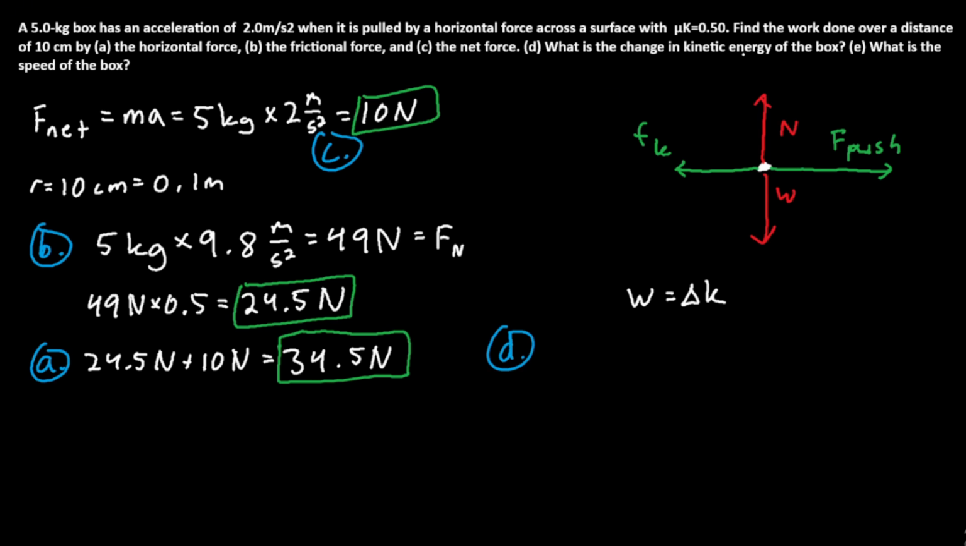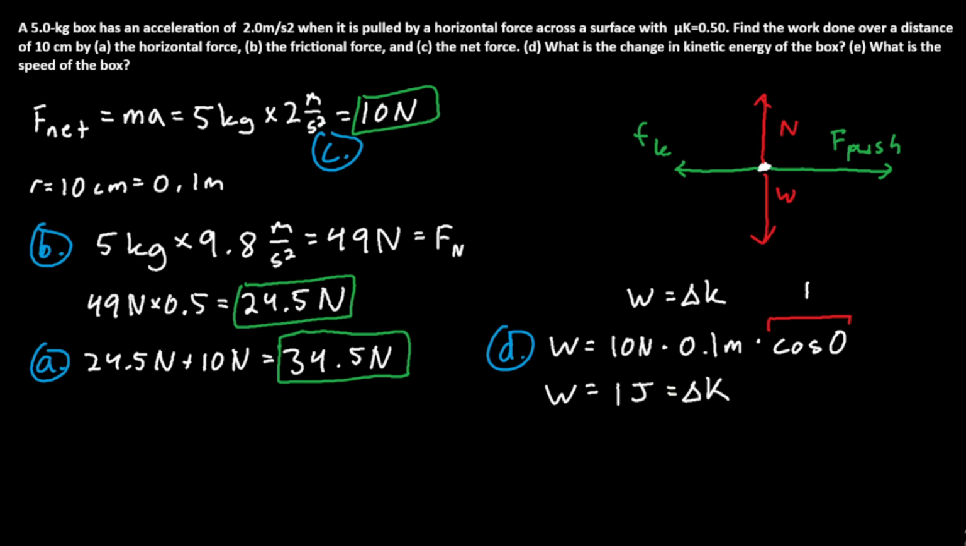If our change in kinetic energy is the work of the box, we just need to write down the formula for work. The formula for work is net force times the displacement times the cosine of the angle between the force and the displacement. And we know that the force of the push goes in the same direction as the displacement, so the cosine of 0 makes sense, as 0 is the angle between the force and the displacement vector. Once you multiply this together, you get a work of 0 joules. And since the work is 0 joules, our change in kinetic energy is also 0 joules. So this solves for part D.